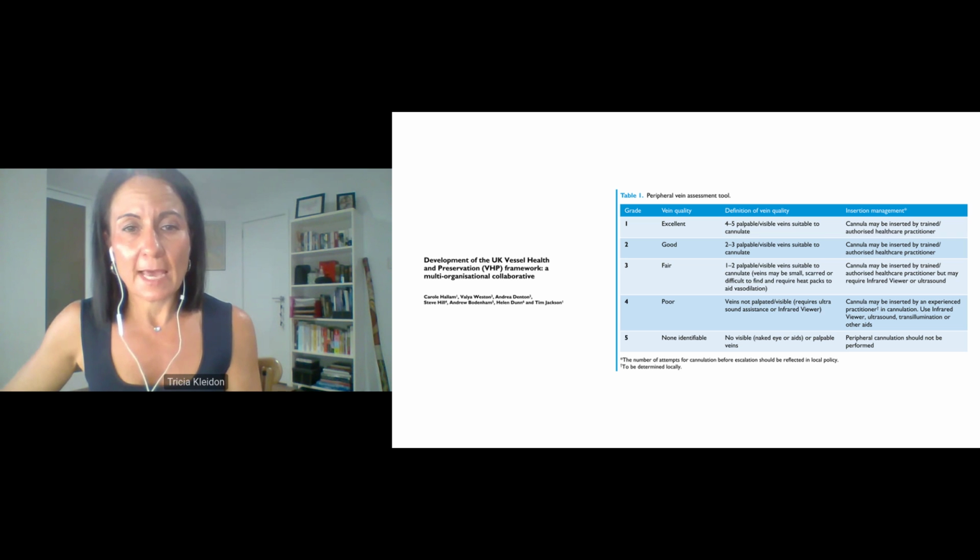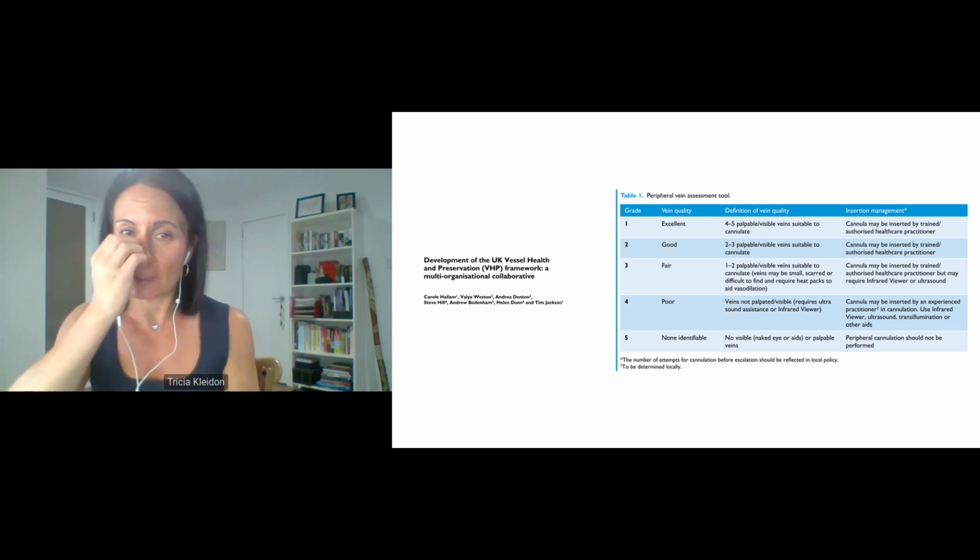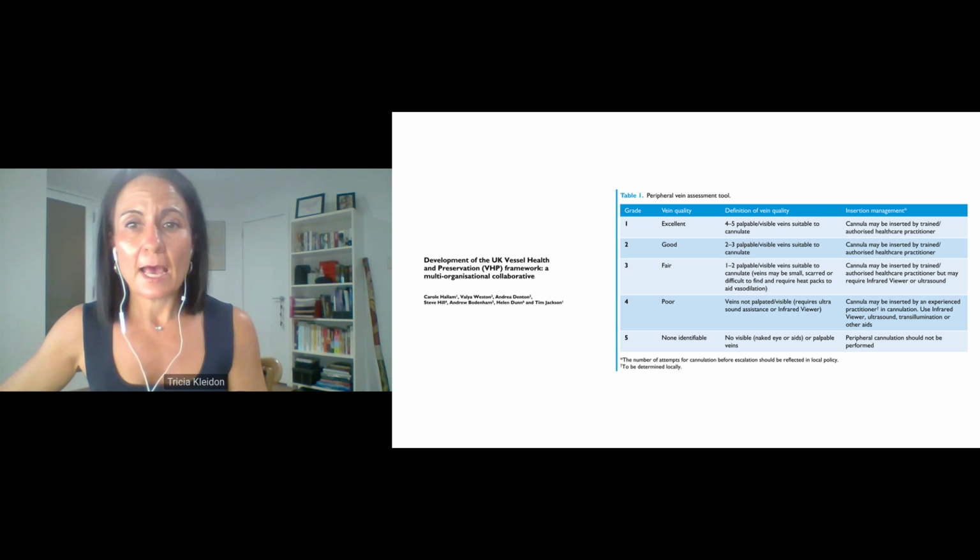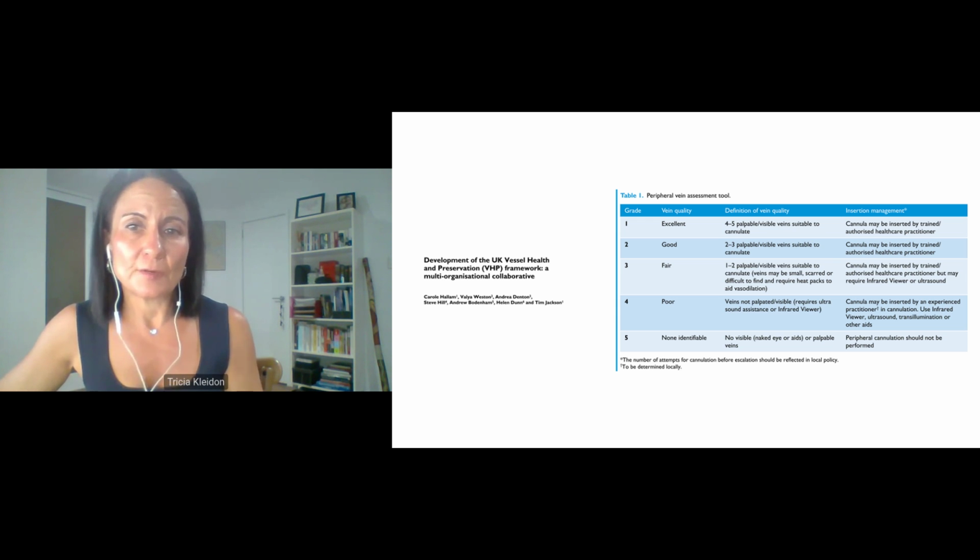The closest that we have to this in the adult population was a study by Hallam. They attempted to address the lack of direction, and this vessel health and preservation framework for peripheral vein assessment put a lot of importance on visualisation and palpability of vessels. And I think that's probably the take home, regardless of all the other factors that might go towards a patient being considered difficult.